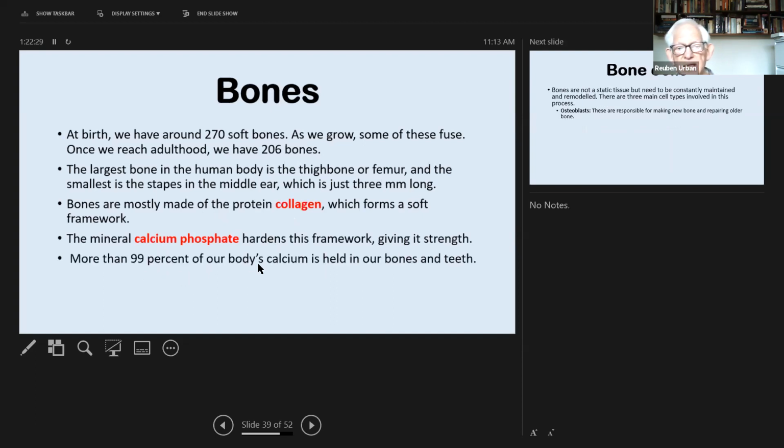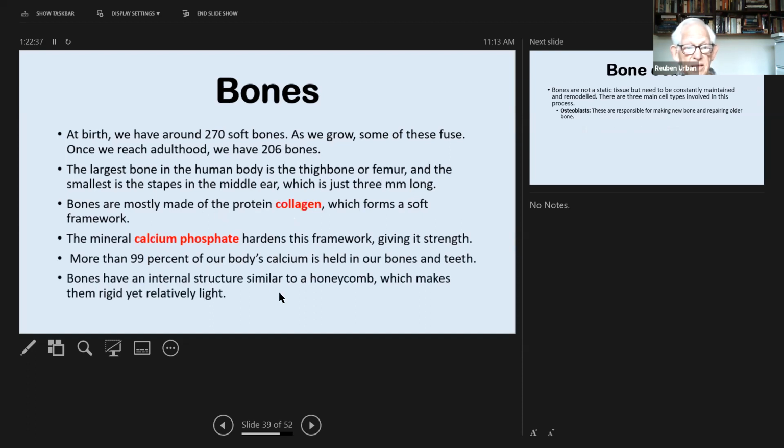So 99% of the body's calcium is in the bones and the teeth. I should mention this. So the inside, I mentioned the honeycomb. So they're fairly light, but they're still very, very strong.